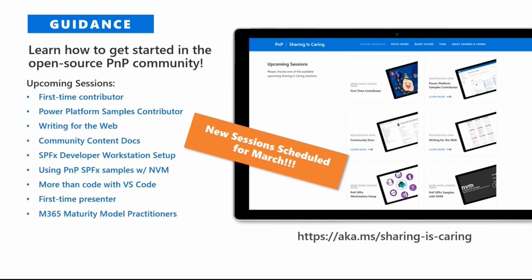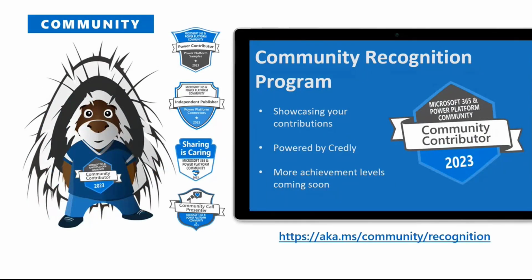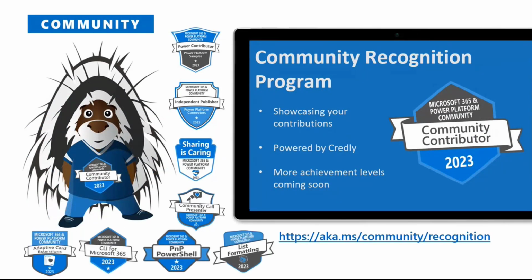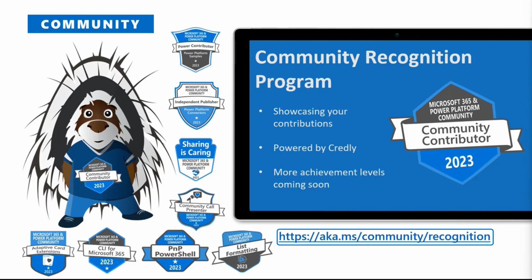And then once you've joined these sessions, you can actually join our community recognition program. That's for anyone who has contributed to the community in many ways, whether you've written some samples, published an independent connector, written documentation or many other things, including presenting on these calls. All you need to do is sign up at aka.ms/community/recognition. And then what we'll do is we'll associate your GitHub account to your Credly account.